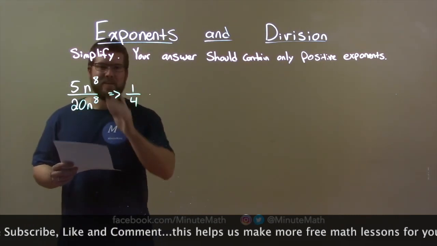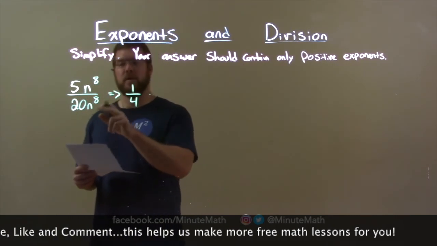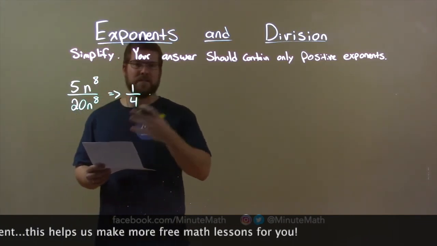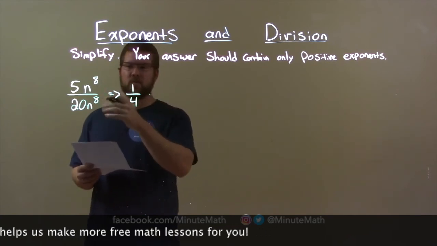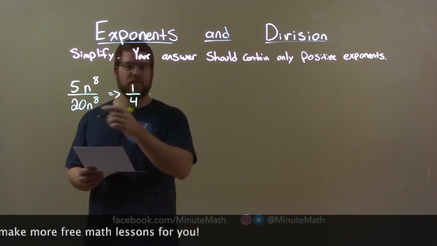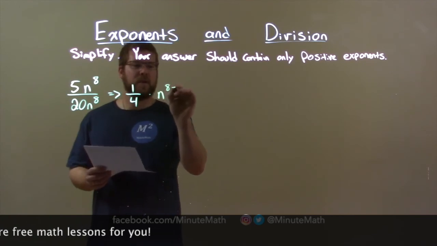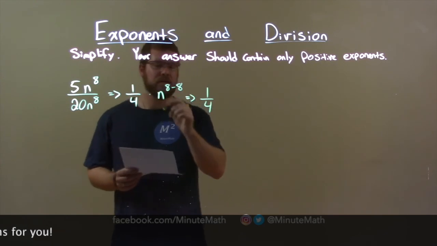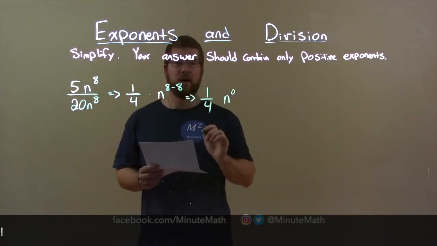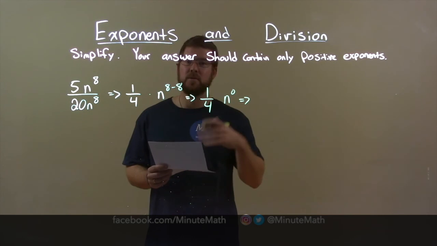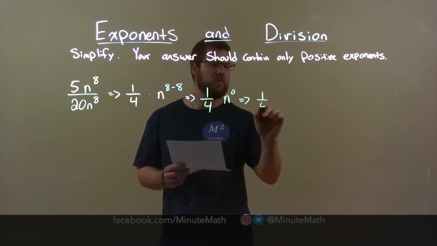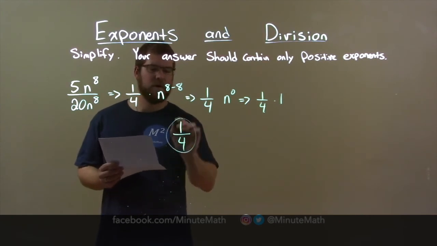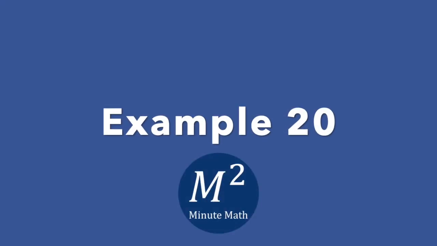Now let's look at the variables. We have n to the 8th over n to the 8th power. So we know that every number divided by itself is going to be 1. Let's see how this works. We subtract the exponents when we have the same base. So we have n to the 8 minus 8 power. 1/4 still stands, and n to the 8 minus 8 is n to the 0 power. And we know any number to the 0 power is 1. So we have 1 over 4 times 1. So quickly and easily, my final answer is 1/4.